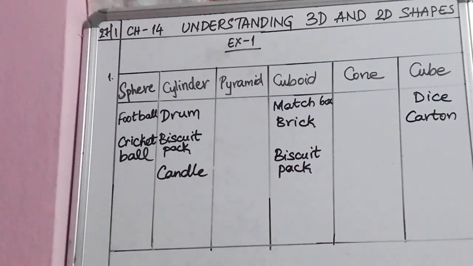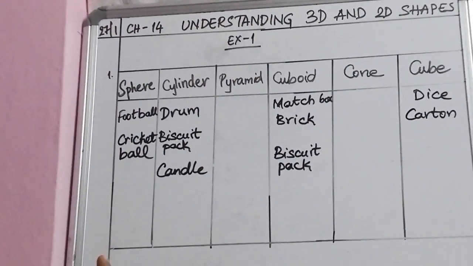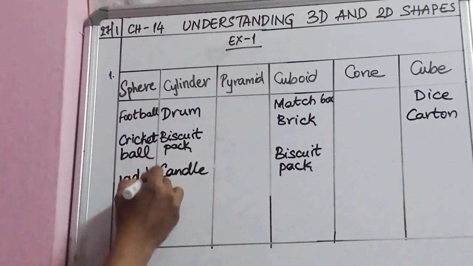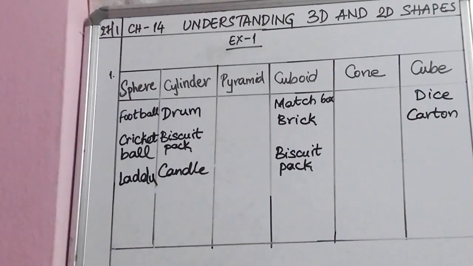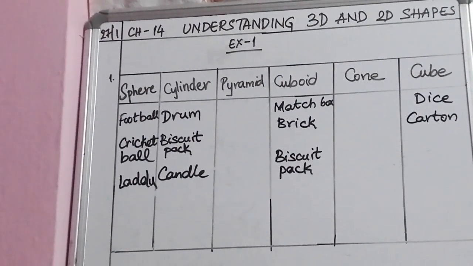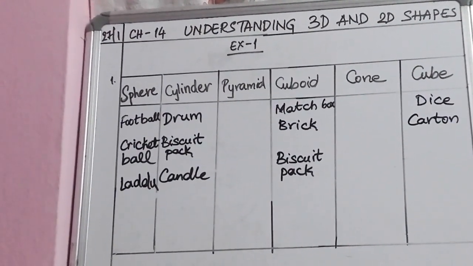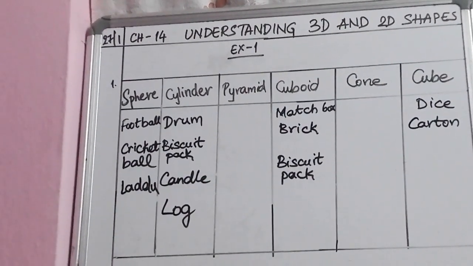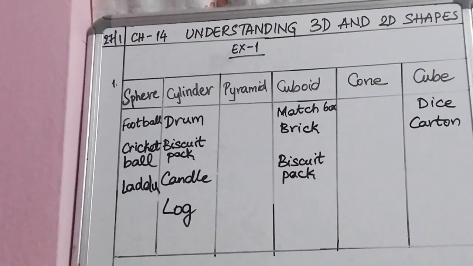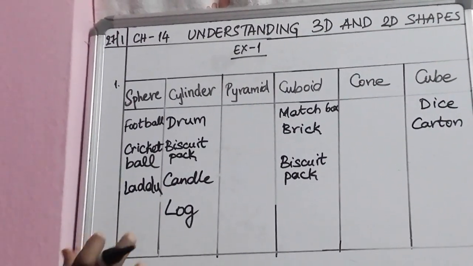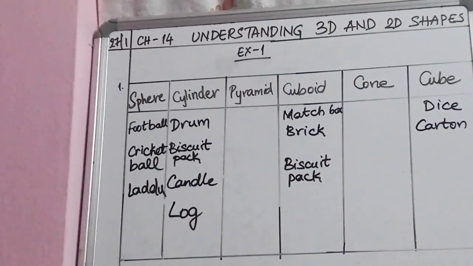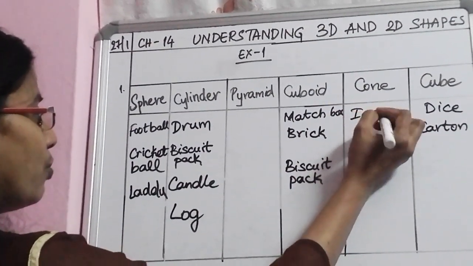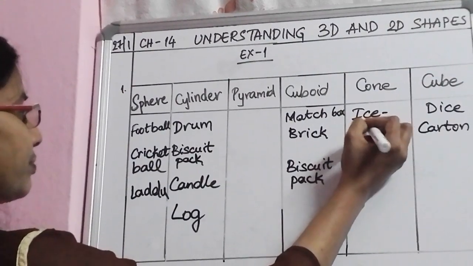Now the next one, you have laddus. So laddus are in which shape? They are spheres. So laddus come under spheres. The next one is a log. Which shape is it? It is a cylinder, correct. So you write log there. The next one, you can see that there is a cone. So what is that? Ice cream. Very good. Right under cone, ice cream.